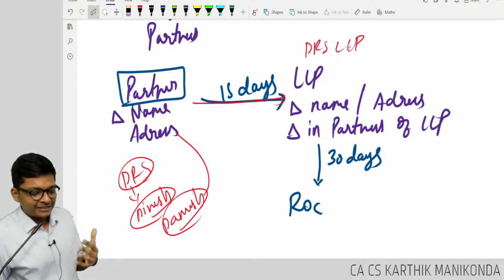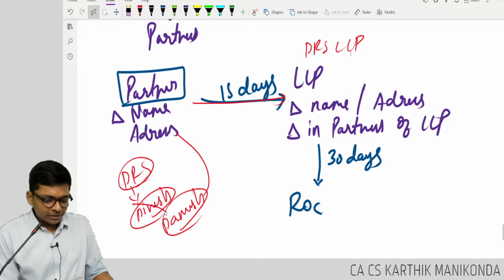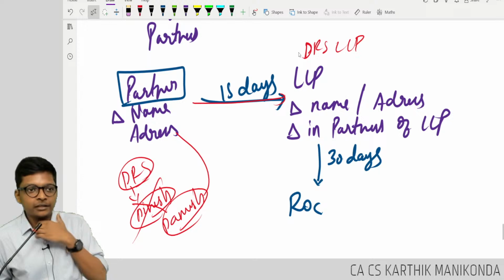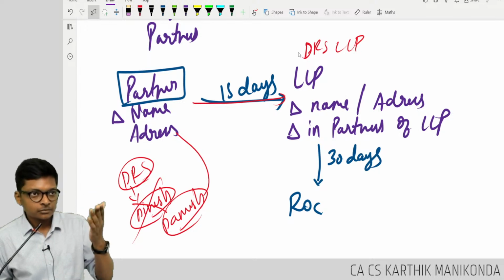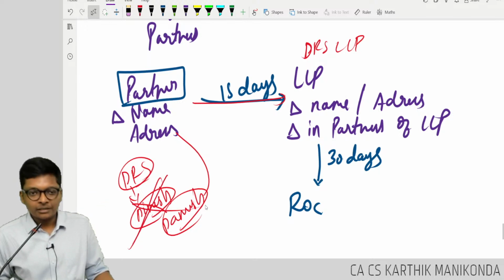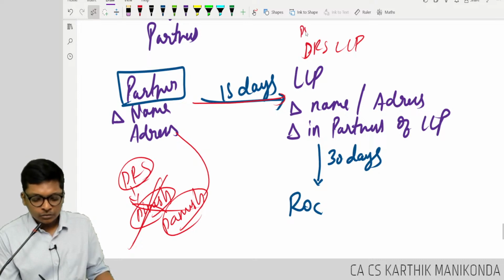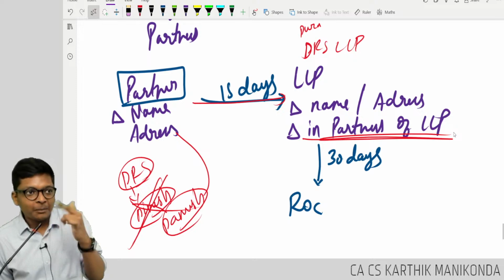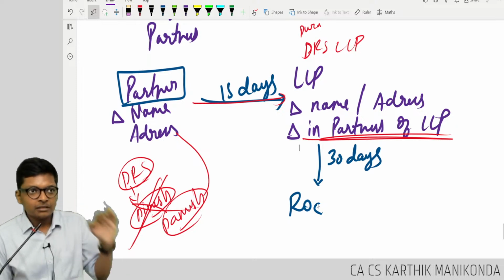No, DRS LLP is saying Dinesh didn't come to class. Okay, we will remove Dinesh. Now, instead of Dinesh, I am adding a new partner. Anybody with D here? Durai. So I am removing Dinesh in the form, I am adding Durai. So change in partners of LLP, partner matter, then intimate ROC within 30 days.